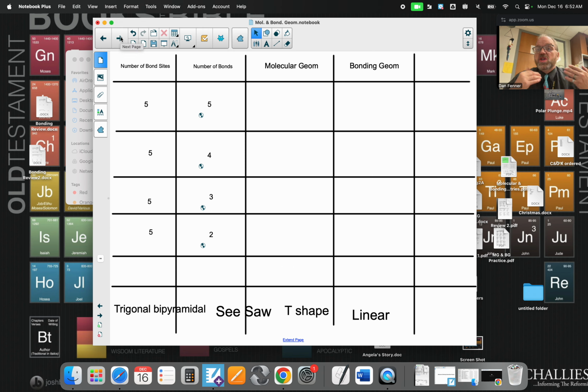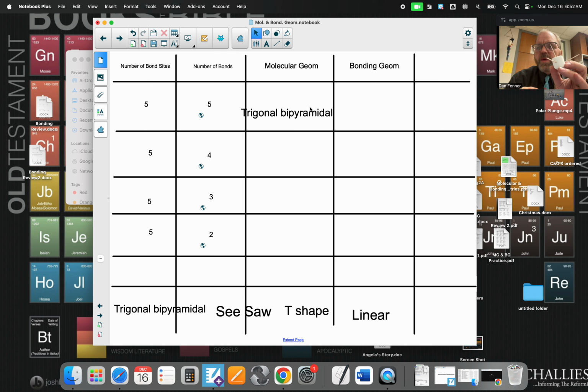So let's get to five bond sites. Now we're getting into superoctets, larger than five. All right, so let's go five bond sites, five bonds, get them as far apart as possible. The structure here is trigonal bipyramidal.